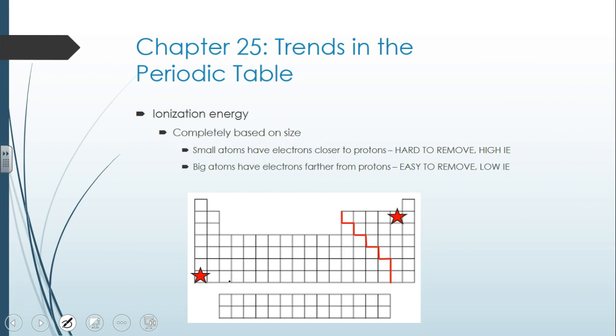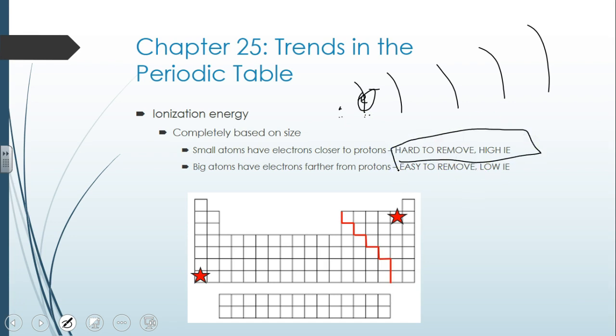Okay, and so now when we go to ionization energy, this is based on the size of the atom. Okay, and so if we have a nucleus and we have an electron here, this electron is highly attracted to the nucleus here, and that means that it's really hard to remove. And so that means that it has a high ionization energy. So smaller atoms have high ionization energy.